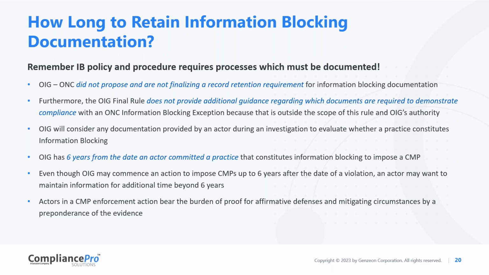But if you look at it, OIG has 6 years from the date an actor committed a practice, OCR 6 years. We've got different 6-year hurdles. So I would suggest that your information blocking documentation is looking at about a 6-year retention requirement. So if you invoke an exception, you had better document it, because you're going to have to document what conditions you met, and I will show you that in a second. But you're going to keep that documentation for at least 6 years.